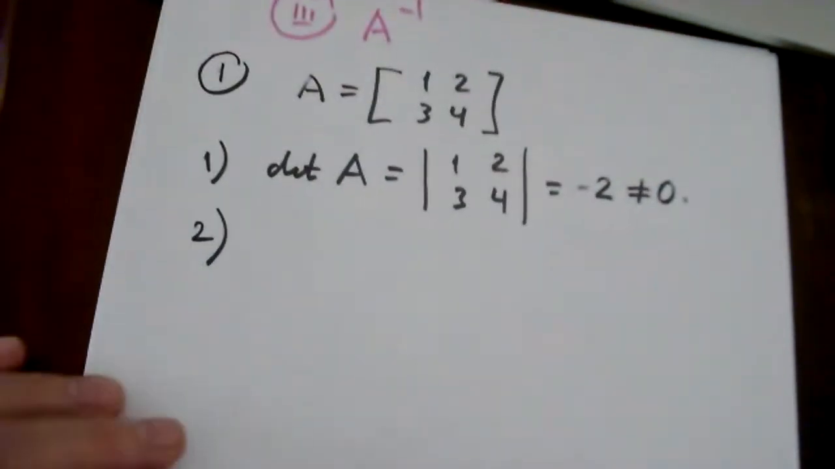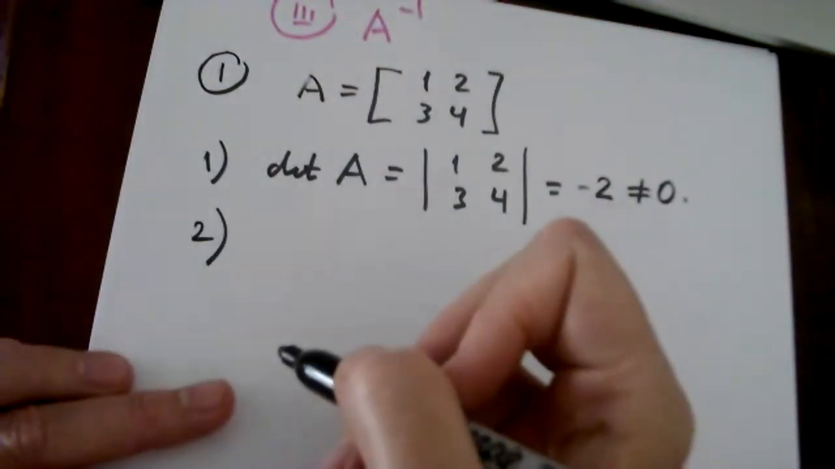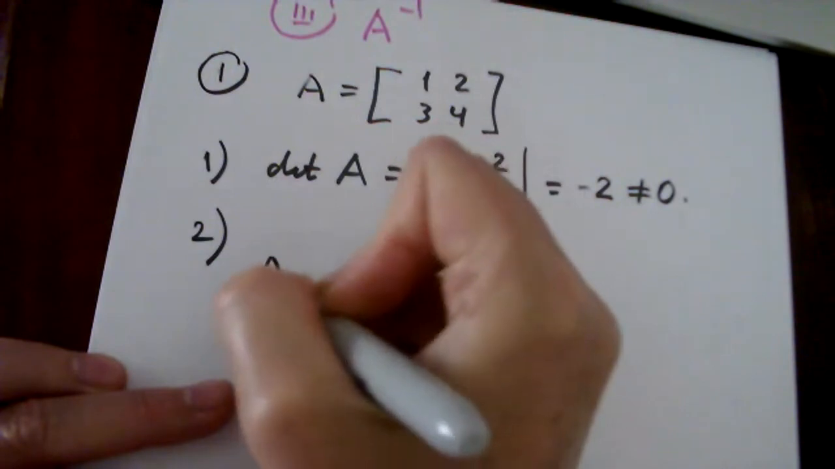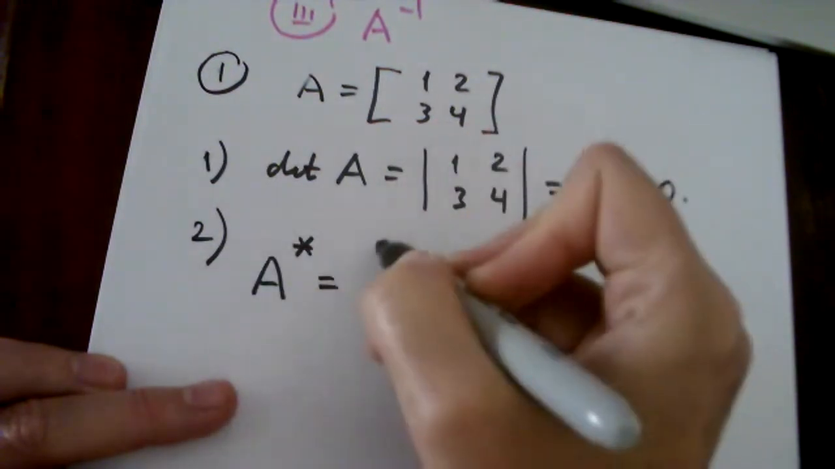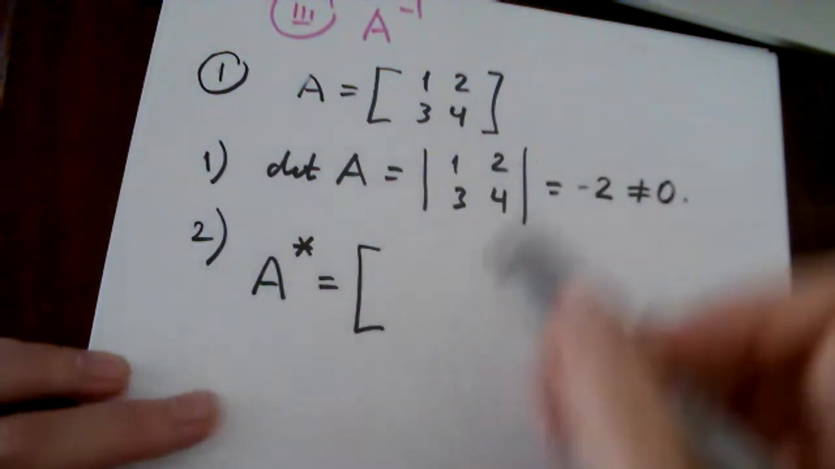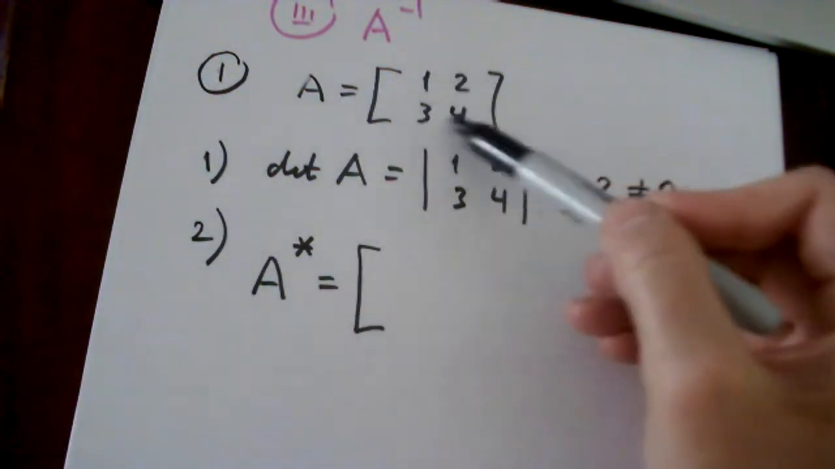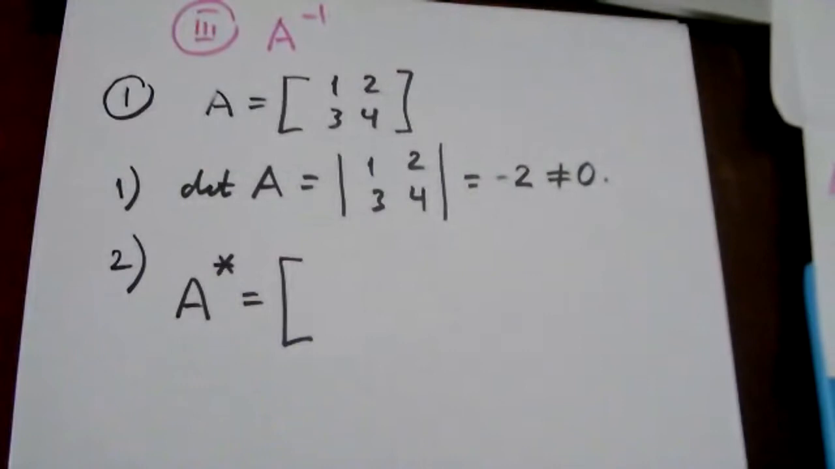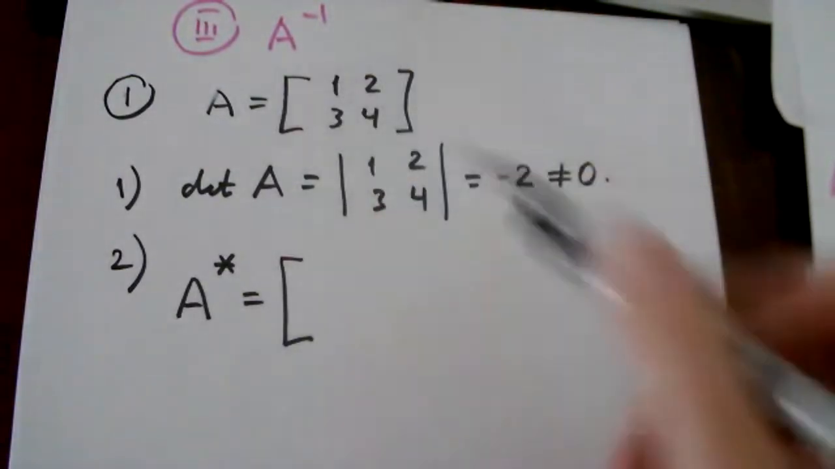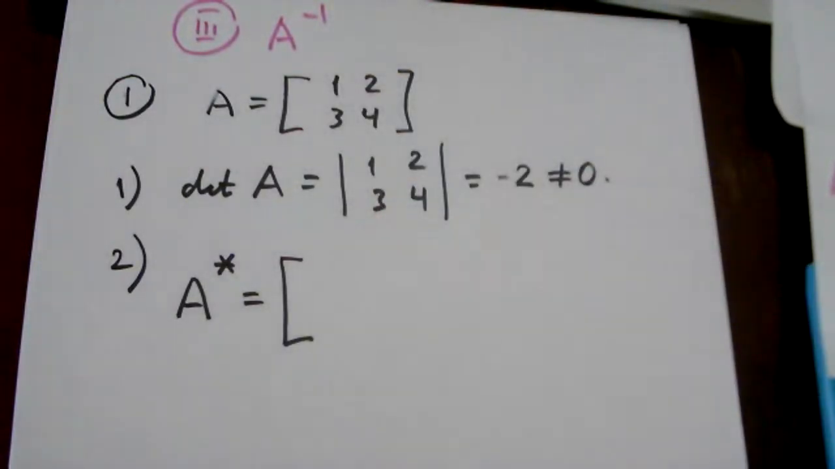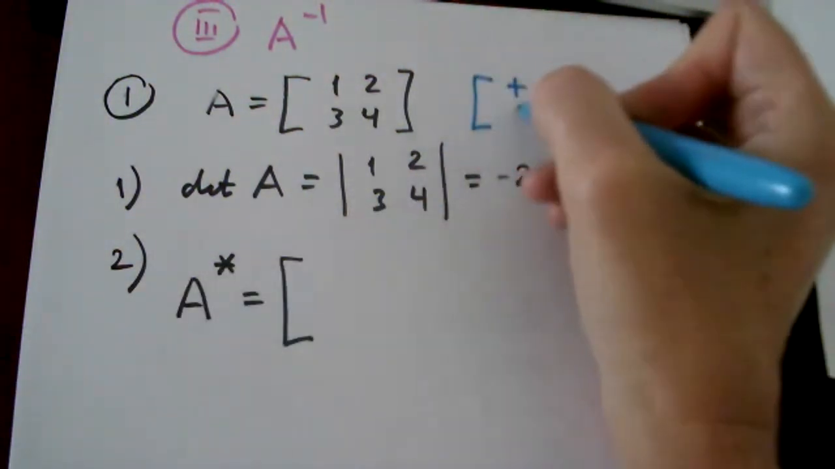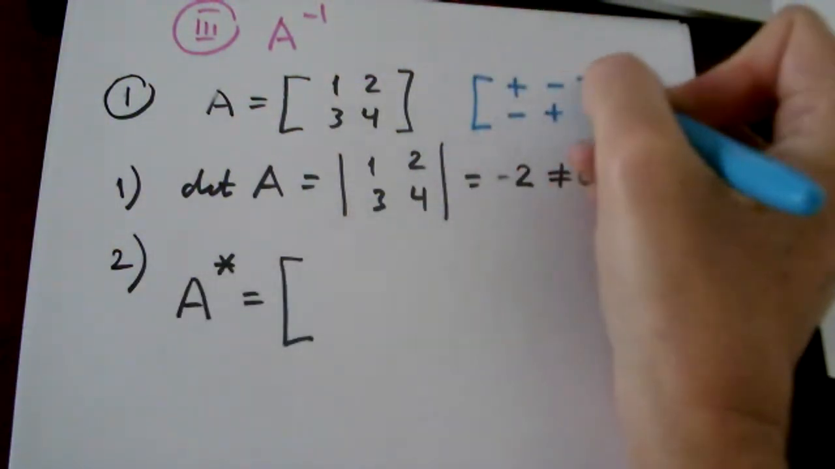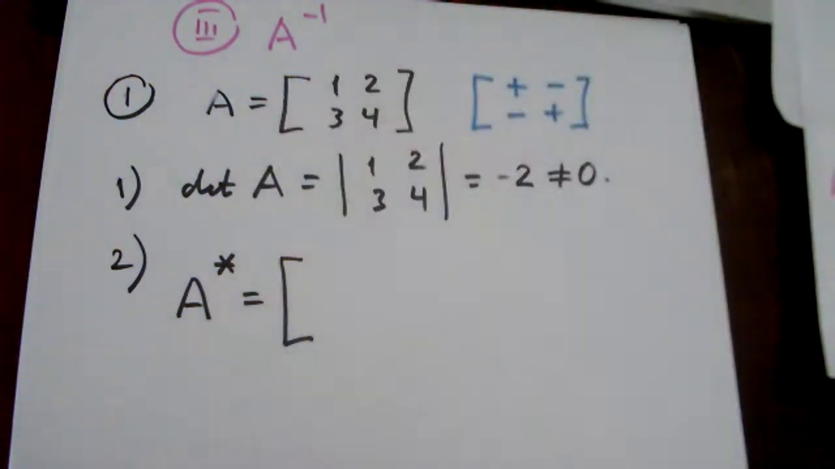Okay, so the next step is to compile the so-called matrix of cofactors. Let's denote it A star. How to get this matrix? It means that instead of each element in the initial matrix, you need to write its cofactor. How to do it? Let's prepare first the associated matrix of signs. These are signs for every position. Now we are going to use this matrix.